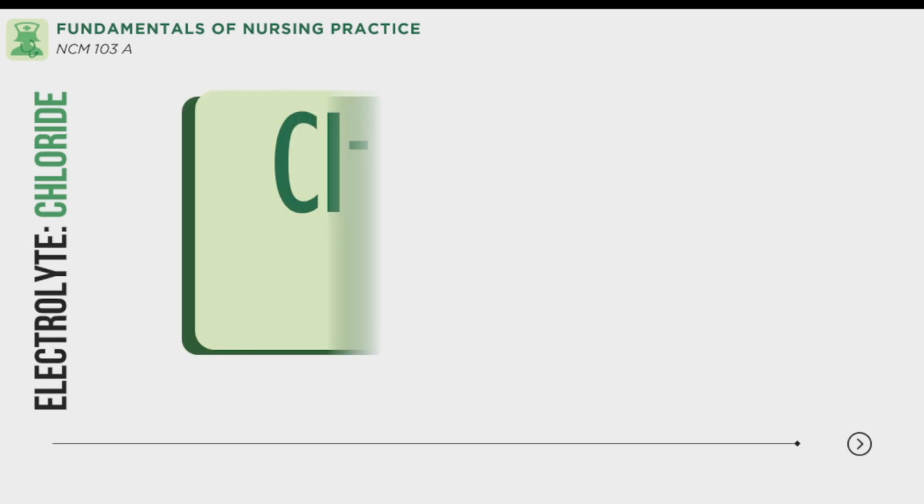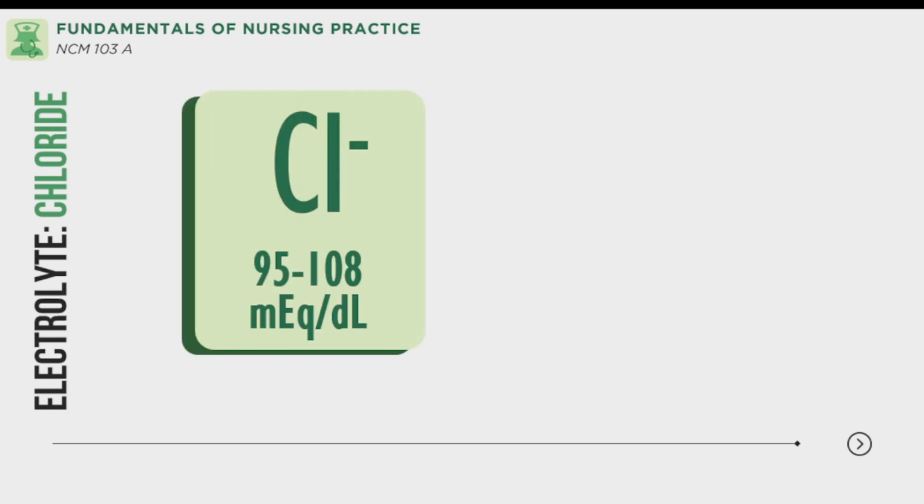Next, you have your chloride. Chloride has a normal value of 95 to 108 milliequivalents per deciliter. The kidneys also play a big role in chloride regulation by reabsorbing or excreting it as needed to maintain balance. Chloride levels are also influenced by factors such as dehydration status, dietary intake, and certain medical conditions.